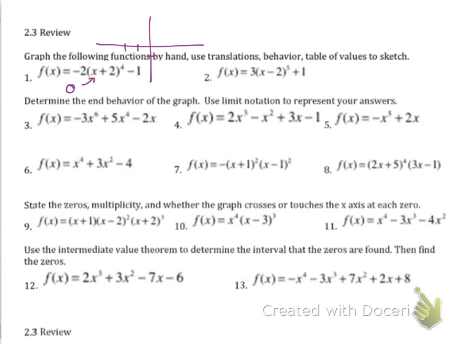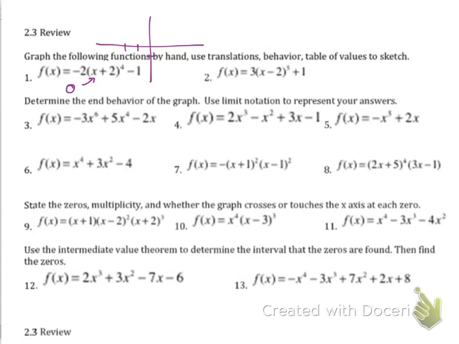So here goes. If I'm going to tackle number 1, the first thing I want to do to graph this is notice it's to the 4th power. So it has that even end behavior, so 2 arms up or 2 arms down. And in this case, it's negative, so 2 arms down. See how it's a negative something to the 4th? So I know the 2 arms go down.